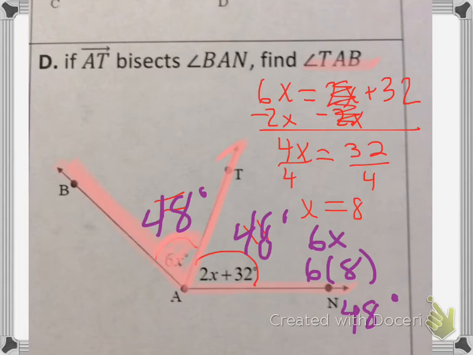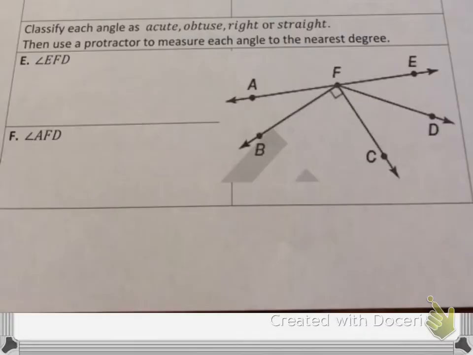All right, I think we have one last problem to do on this note-taking guide. So, problem 2, the last problem. It says, classify each angle as acute, obtuse, right, or straight. Then use your protractor to measure each angle to the nearest degree. All right, I don't have a protractor on this iPad at all. I can't use one. So you're going to have to do that part in class. But let's decide what kind of angles they are.